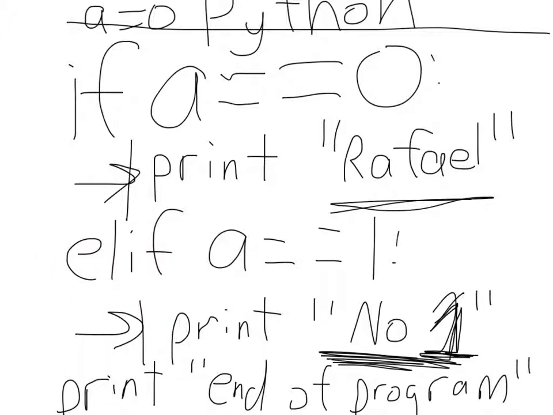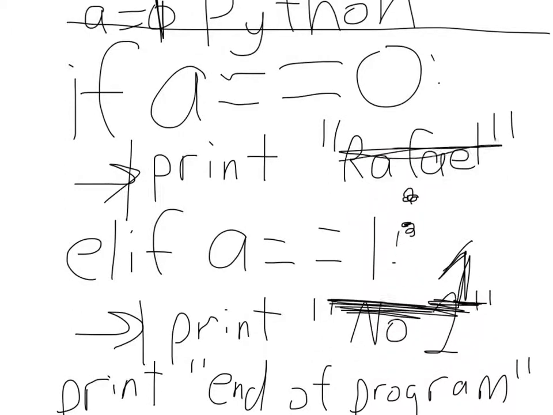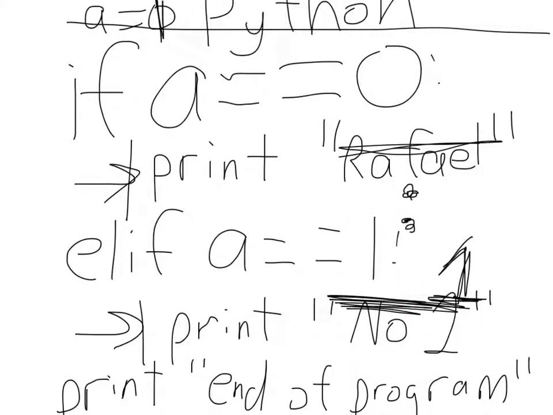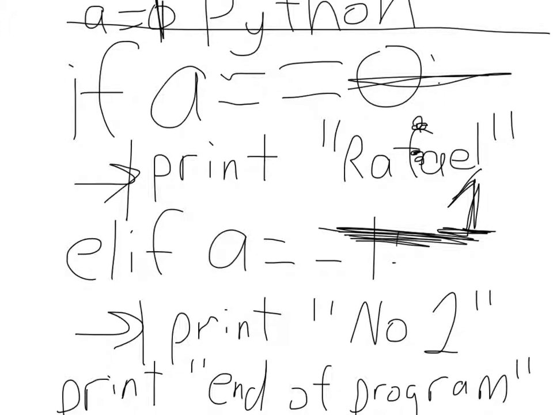So if we change this to 1, then it would be like, this isn't right, so it just skips that and heads down to here and says else if a is 1, then print number 1. And that's pretty much how your if statement is going to work. Then here, it's going to drop out and print end of program. I don't know if you guys can see that or not.